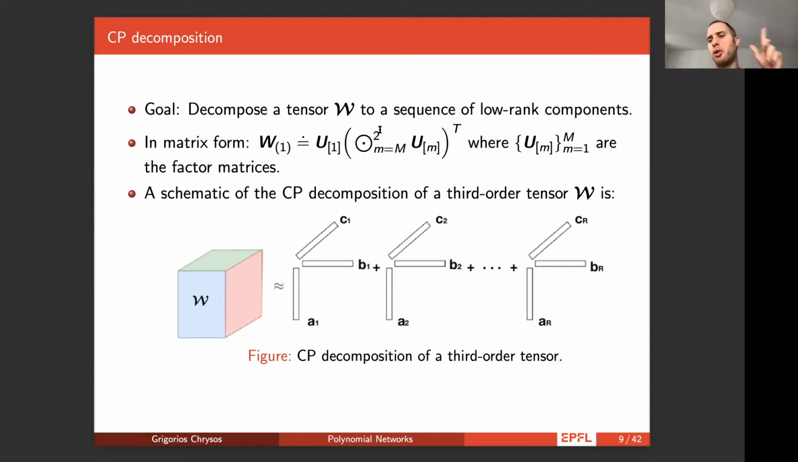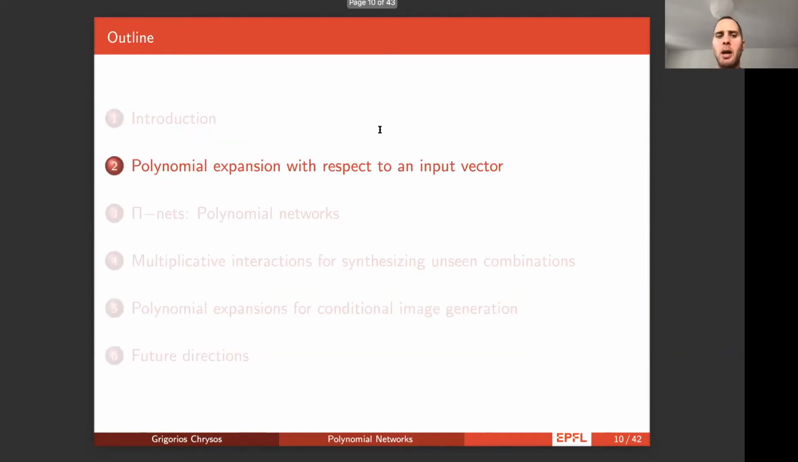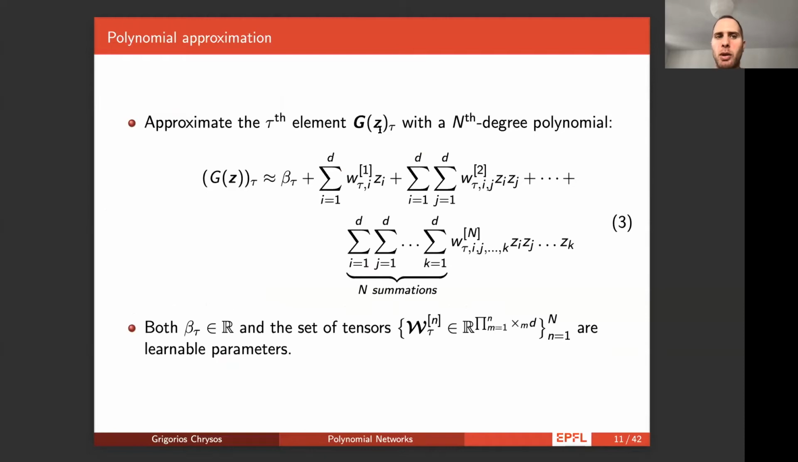Tensors and CP decomposition are two tools that we will use, and this product we will just use to convert to the Hadamard product, which is the element-wise product. So, starting with polynomial expansions. Assume for the time being that we need to approximate one scalar output. I mentioned that the output in general will be O-dimensional, but assume that for now we care only for the t-th element. Then equation 3 gives such a polynomial expansion of some arbitrary degree n.